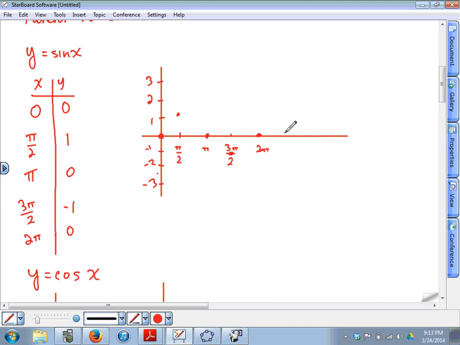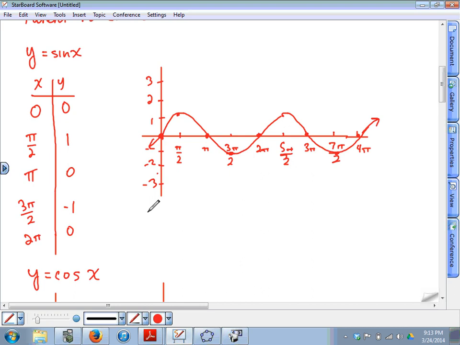Now even though I don't have it on my table, if the pattern continued, we would have 5 pi halves, then 3 pi, then 7 pi halves, then 4 pi. So go up to 1, back down through 0, down to -1, and back up through 0. So connecting these, we go on forever to the right, and this graph actually does extend to the left as well.